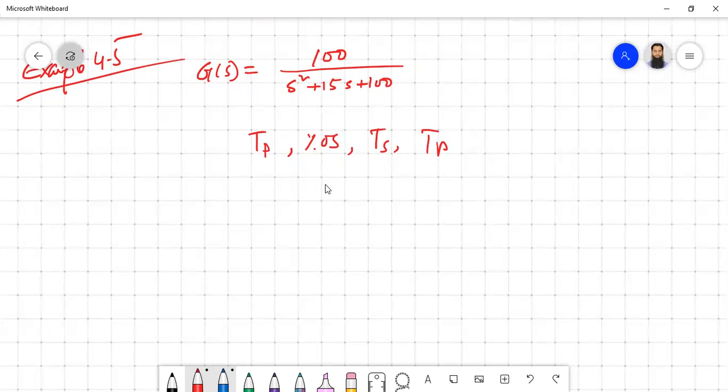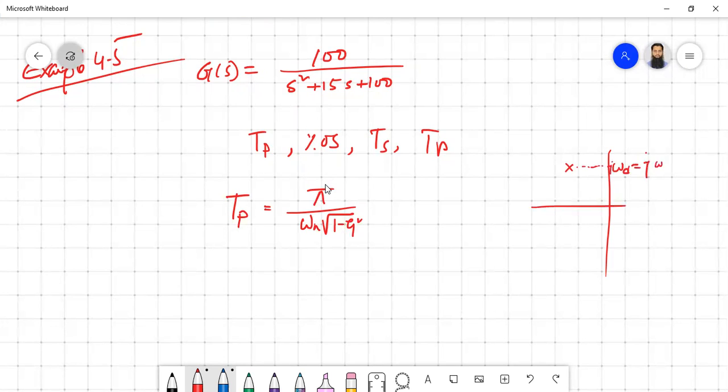We already know the formula for the peak time. Peak time is pi by omega n root over 1 minus zeta squared. Whether you have noticed or not, omega n into root over 1 minus zeta squared is also the imaginary part of the root. So j omega d equals j omega n root over 1 minus zeta squared, the damped frequency of oscillation. So this can also be written as pi by omega d.